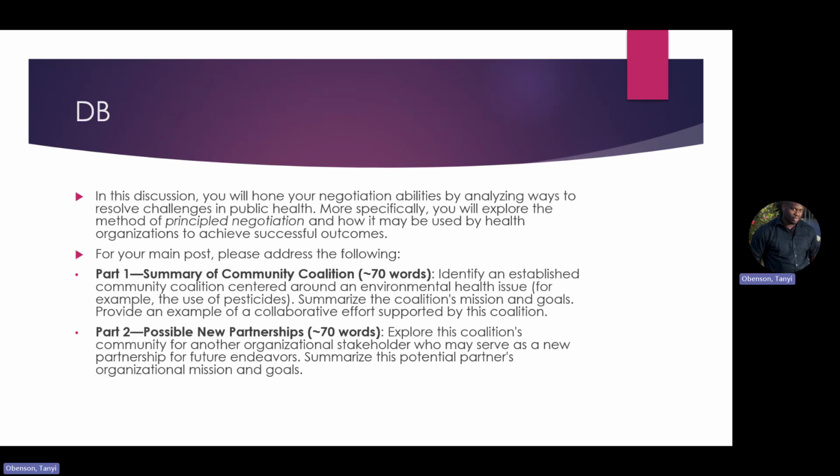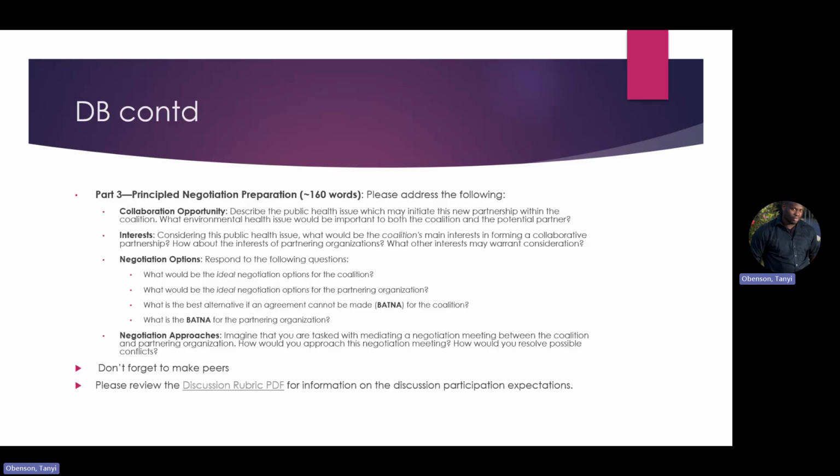Part one, summary of community coalition, identify and establish a community coalition centered around an environmental health issue. Part two, possible new partnerships, explore the coalition's community for other organizational stakeholders that may serve as partners. Part three, principled negotiation preparation, collaboration opportunity, describe the public health issue, which may initiate new partnerships, interests, consider the public health issue, negotiation options, and then negotiation approaches.